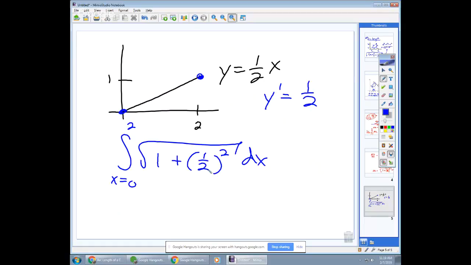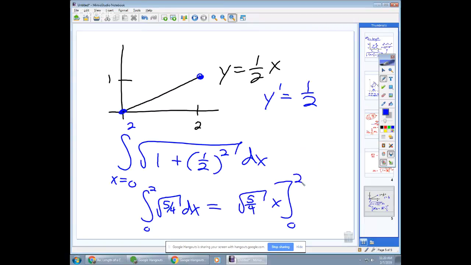Let's clean that up a little bit. 1/2 squared is a quarter. 1 plus a quarter is 5/4. So we get the integral from 0 to 2 of the square root of 5/4. 5/4 is just a constant, right? What's the antiderivative of a constant? X times that constant. So now I get the square root of 5/4 times x evaluated from 0 to 2, which is just twice the square root of 5/4.